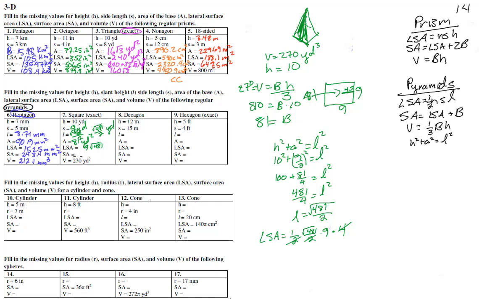So the surface area is then this one, 9 square roots of 481, plus the area of the base, which is 81. And we only have one base. We don't have a top and a bottom. So these are both in yards squared. Okay, that was kind of interesting. Let's move on to number 8.